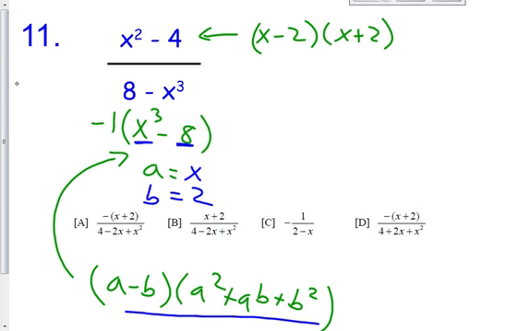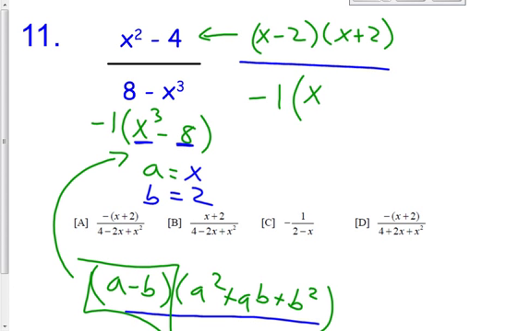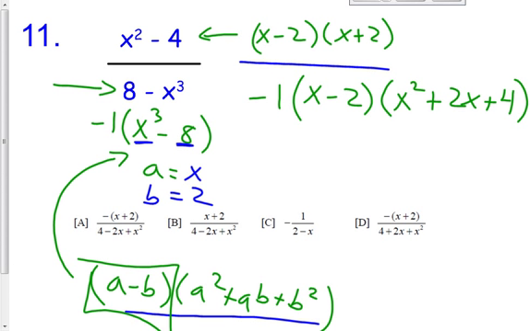So we still have this negative 1 on the outside. And now we're going to be left with a minus b, which is x minus 2, times the quantity. It's going to be a trinomial now: a squared, which is x squared, plus ab, so it would be plus 2 times x, which is 2x, plus b squared, which is 2 squared. And 2 squared is 4. So make sure you recognize that this is either the sum of two cubes or the difference of two cubes.